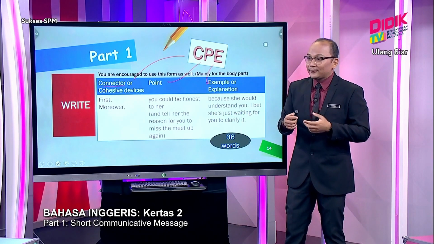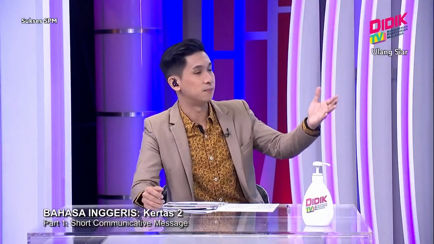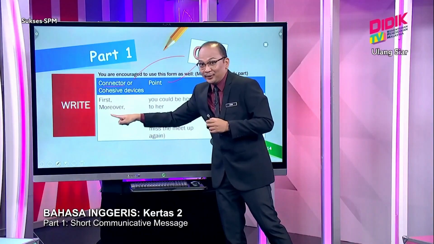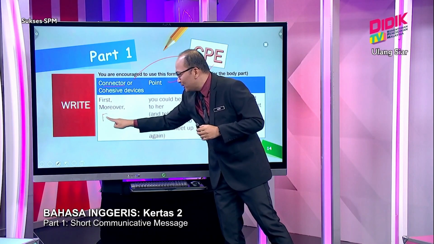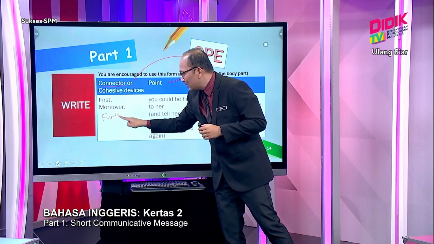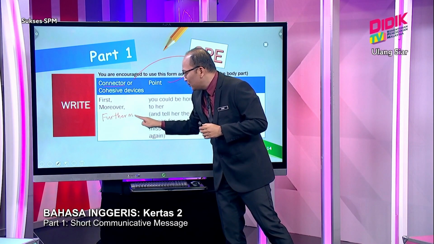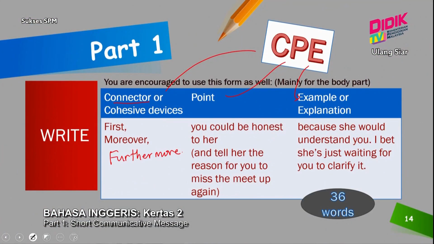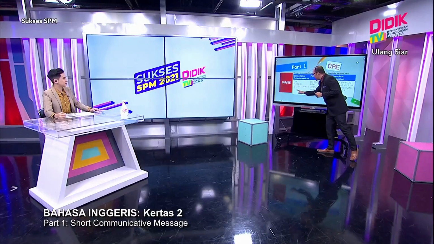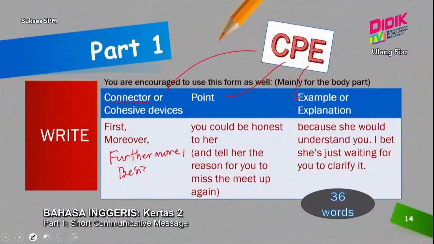I have a question. What are some examples of cohesive devices or connectors besides first and moreover? Do you have a few to share? Yes, of course. Besides first and moreover, we have, I try to include here, furthermore. Maybe Chris would like to give one more? Besides, that is also one of the very common ones.